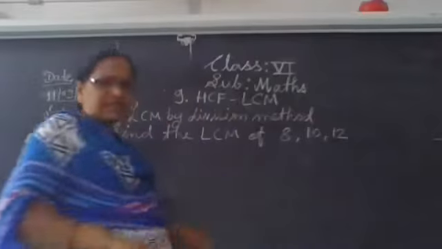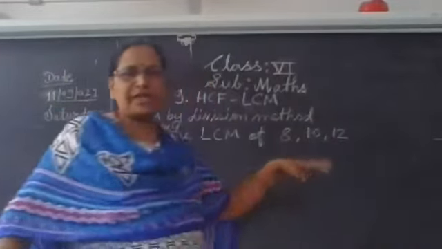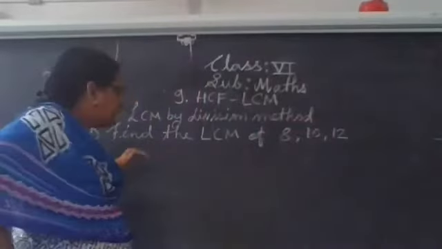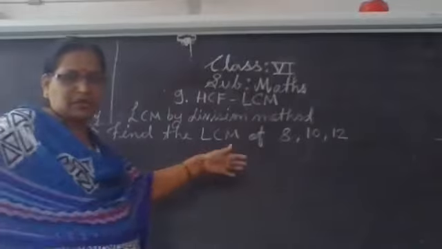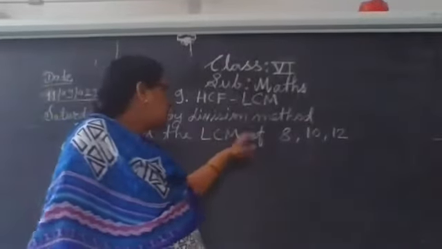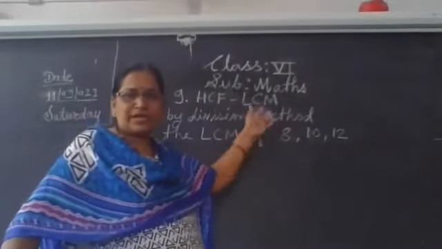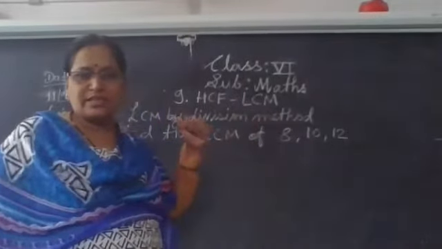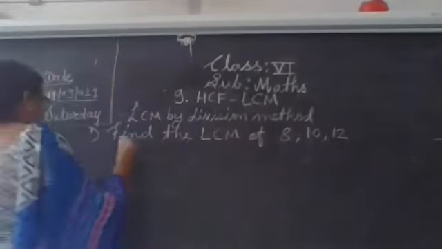So see children, instead of finding separate factors of 8, 10 and 12 here, we will take them common and divide. See, it is very easy. So whenever the question is asked, find the LCM, you can use this procedure. This method is very easy and you can find the answer quickly.